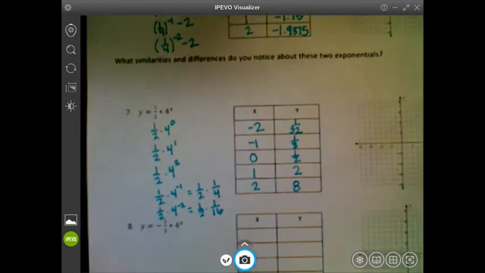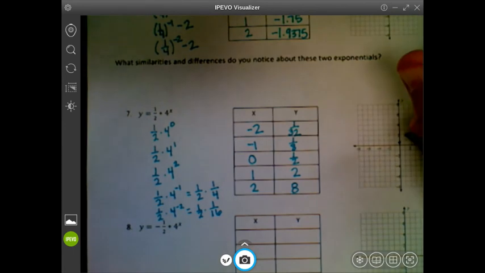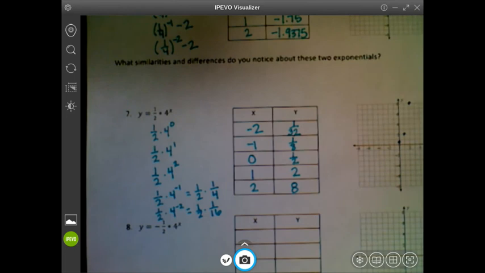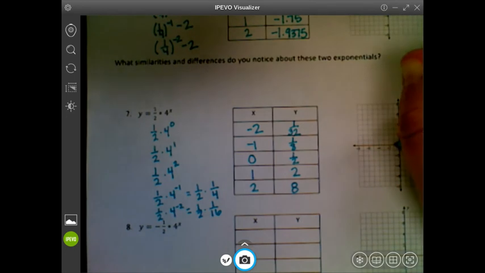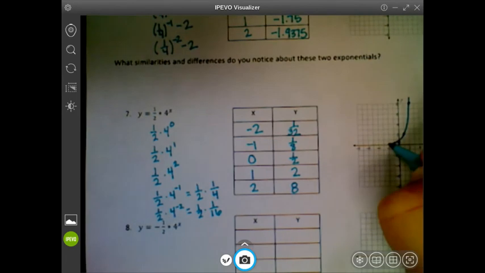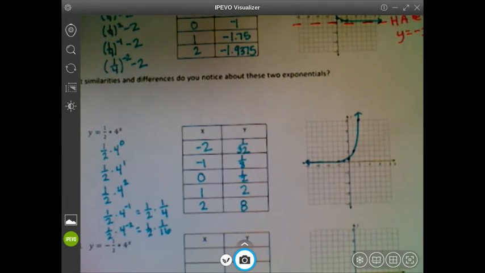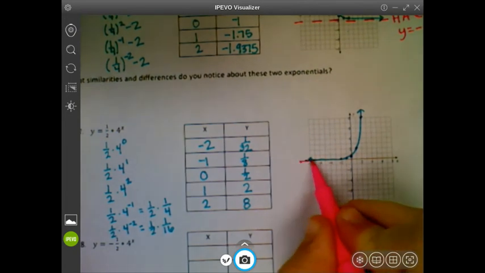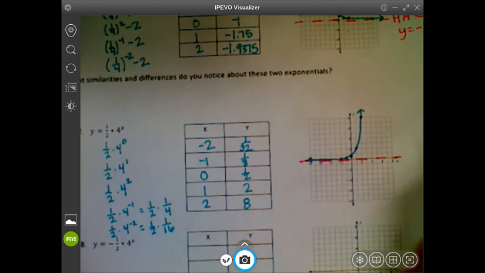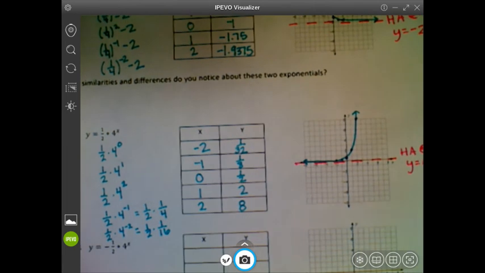All right, so let's plot. So 0, 1/2. 1, 2, 2, 8. And then close to 0, even closer to 0 on that side. So your graph is going to look like this. And there is still a horizontal asymptote. And it is at y equals 0 because there was no plus or minus outside of that to move things up or down.